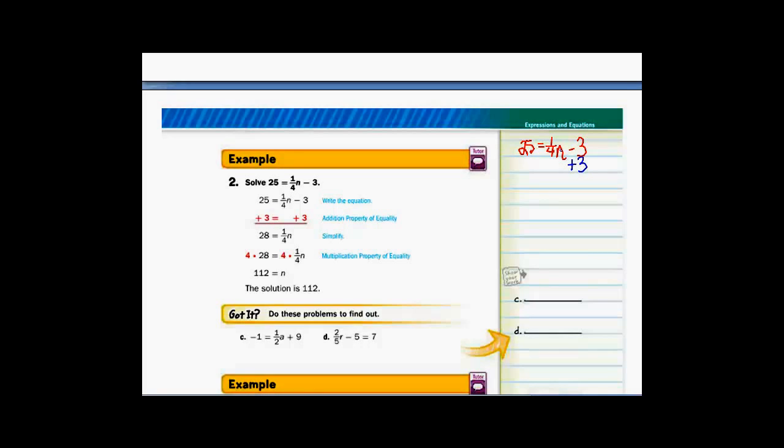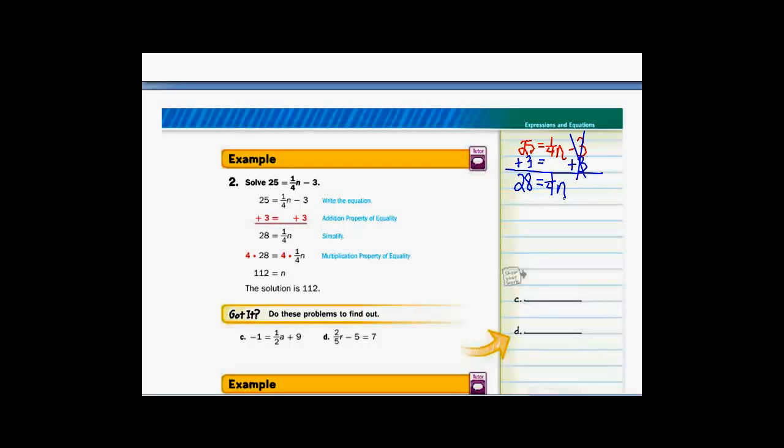Again, it has to be on the other side of the equal sign. So I can't add 3 to this. It has to be on the other side. So add 3. Negative 3, positive 3 cancel. There's my equal sign. So on the left side, I have 28. And on the right side, I have 1/4 n. So this looks like an equation that we had yesterday.